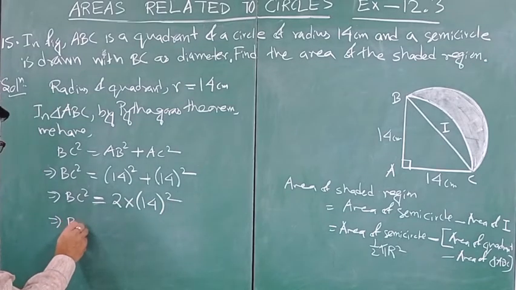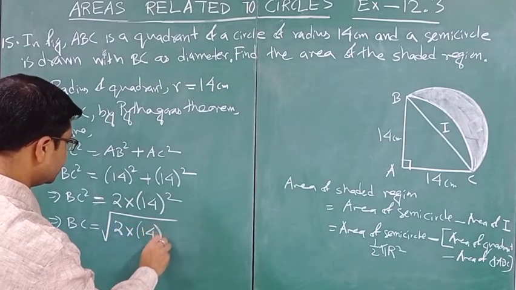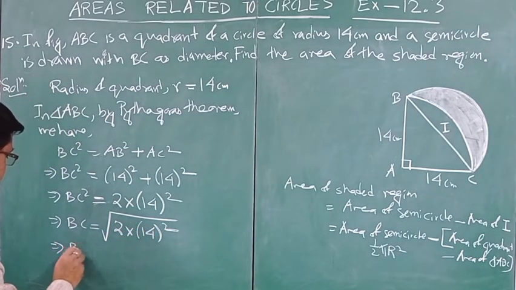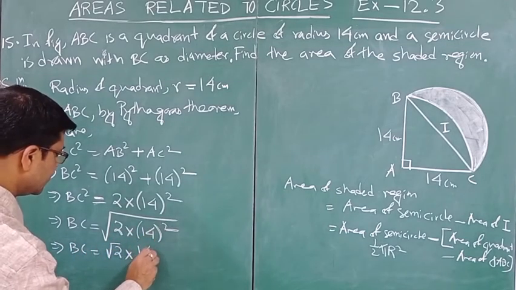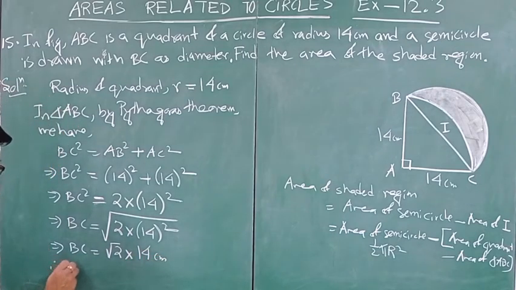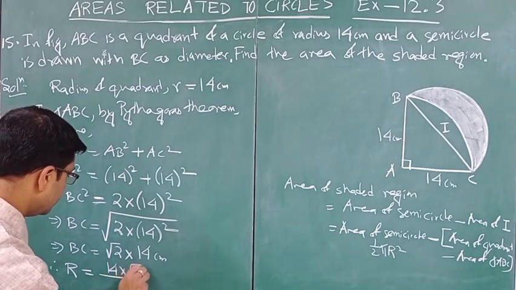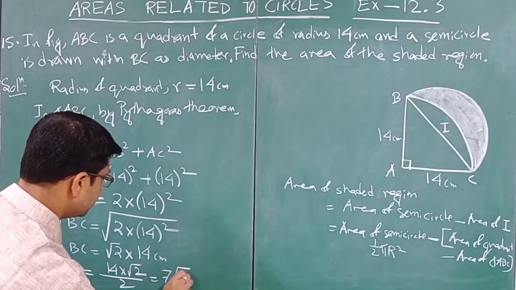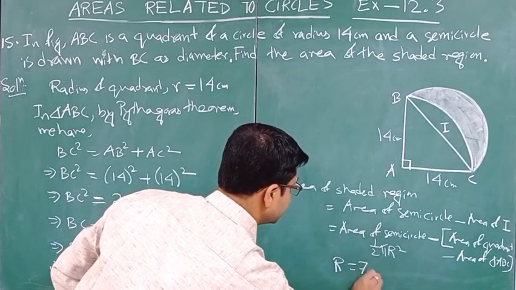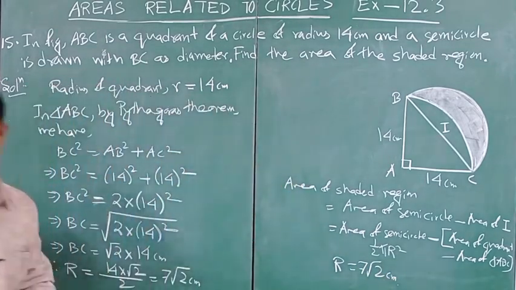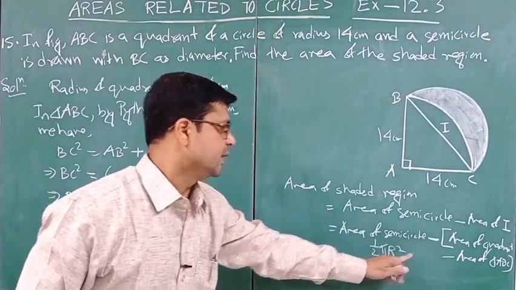So BC will be square root of this 2 into 14 square, that is BC will be root 2 into root over 14 square is 14, this much centimeter. So what will be the value of bigger R? That is half of this, 14 into root 2 divided by 2, that is 7 root 2 centimeter. Okay, so let us write big R equal to 7 root 2 centimeter. Okay, now we can find all this. Let us see how to do.